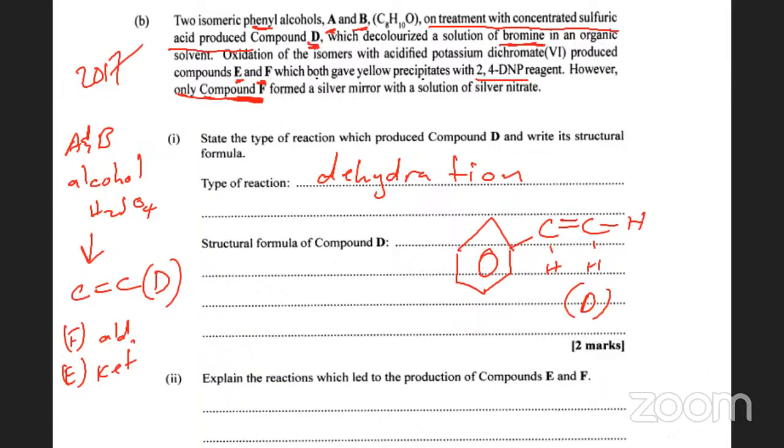A possible structure for compound A would have been this. Let me just draw it here. All right, so when you dehydrate this, you would get the alkene, which is compound B. All right. Explain the reaction which led to the production of compounds E and F. All right.